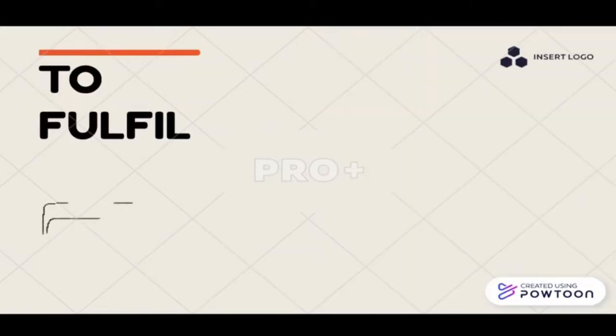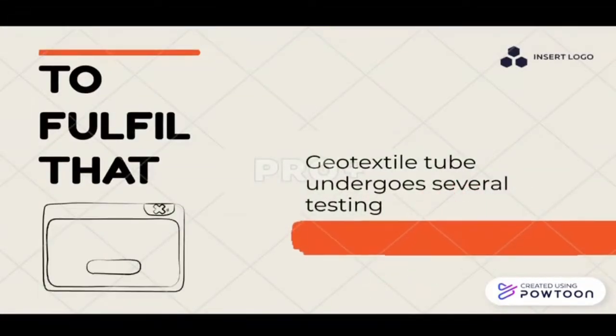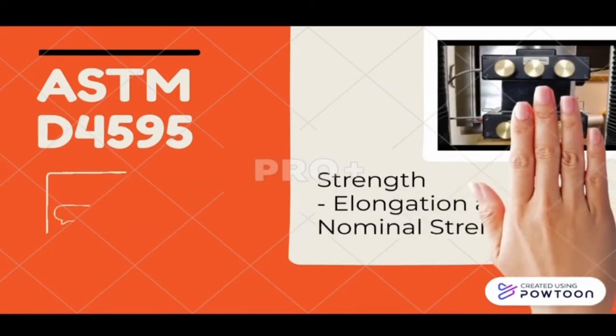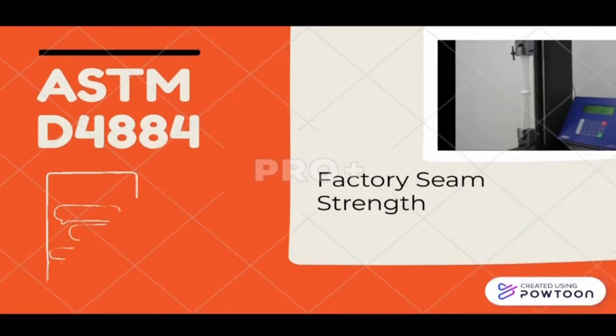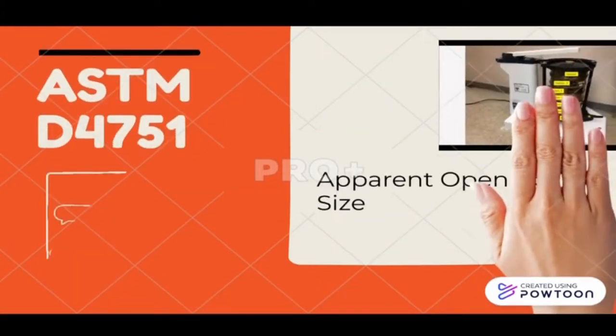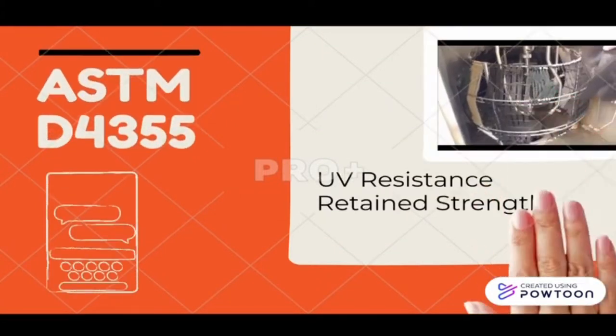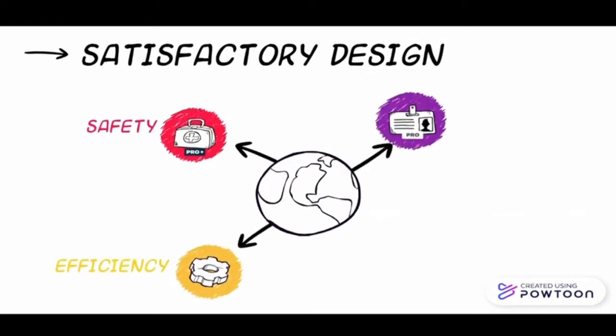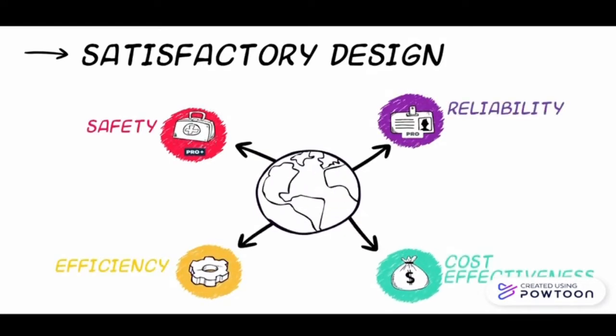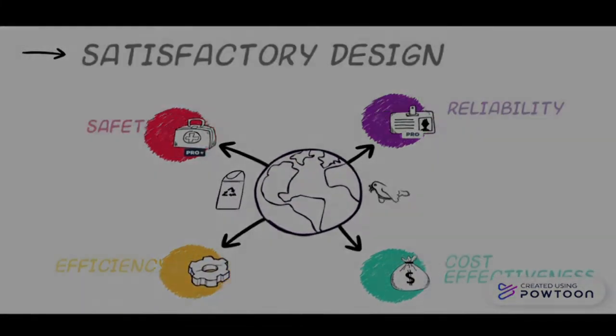To fulfill the above standards and guidelines, the material of the geotextile tube has to undergo several tests to prove its reliability in terms of nominal tensile strength, elongation at nominal strength, static puncture resistance, factory seam strength, apparent opening size, and UV resistance retained strength. Fulfilling all of these could result in a satisfactory design that encompasses safety, efficiency, reliability, and cost effectiveness, with consideration of both environmental and social aspects.